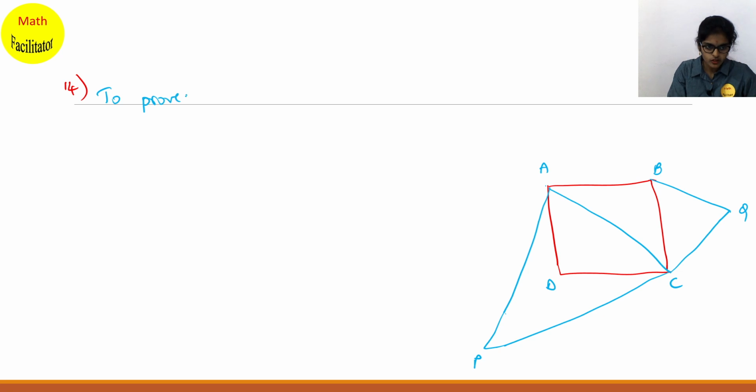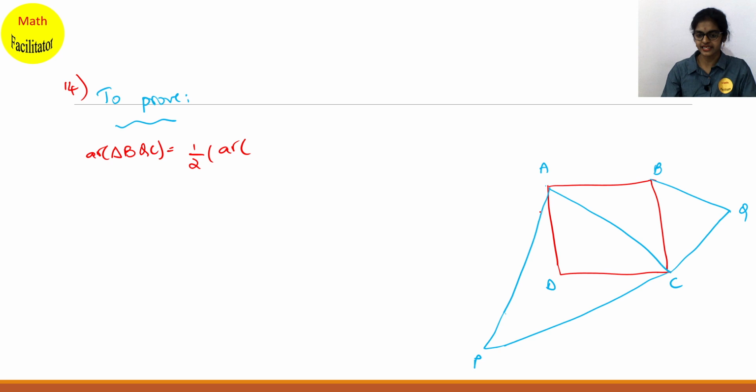Just see. If there is an equilateral triangle described on one side of a square, its area is equal to half of the equilateral triangle on the diagonal. So on the side of the square you have triangle BQC. The area of triangle BQC should be half of the area of the triangle on the diagonal. The diagonal triangle is APC. This is what you have to prove.